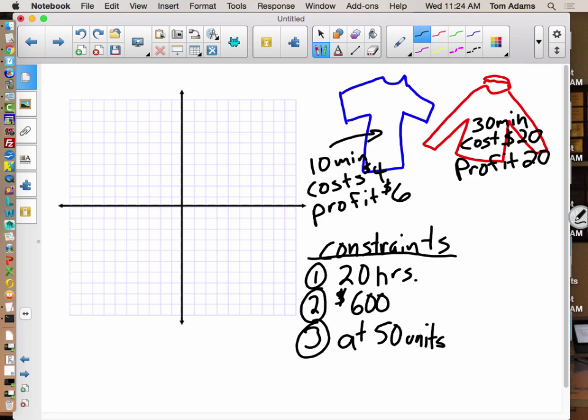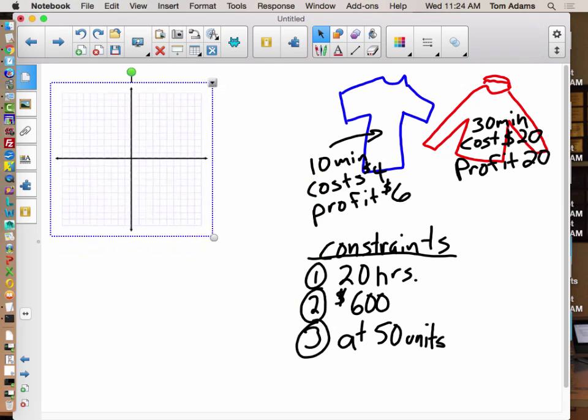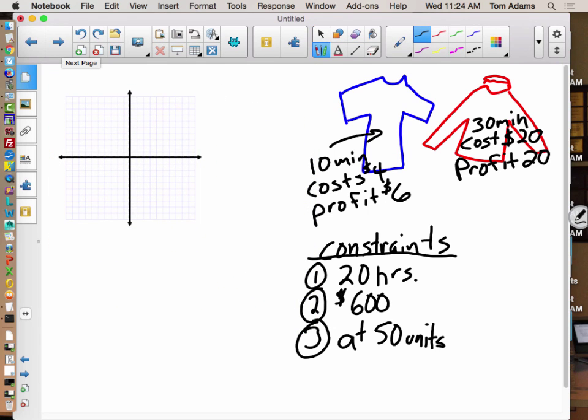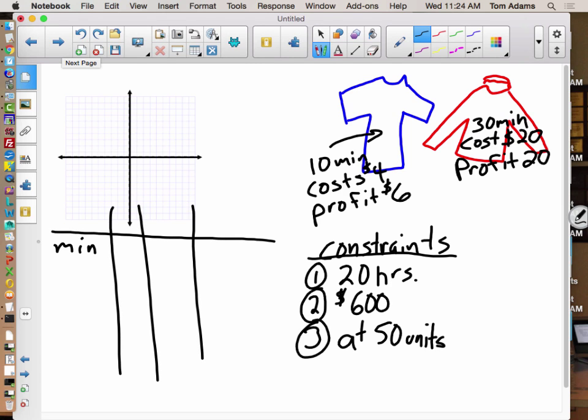So now I need to make the equations for my constraints. The first thing I want to talk about is minutes. For my minutes, this is for the t-shirts, and this is for the sweatshirts. So we'll call this X and this Y, because I don't know how many of each I'm going to need. So how many minutes does it take me to make a t-shirt?